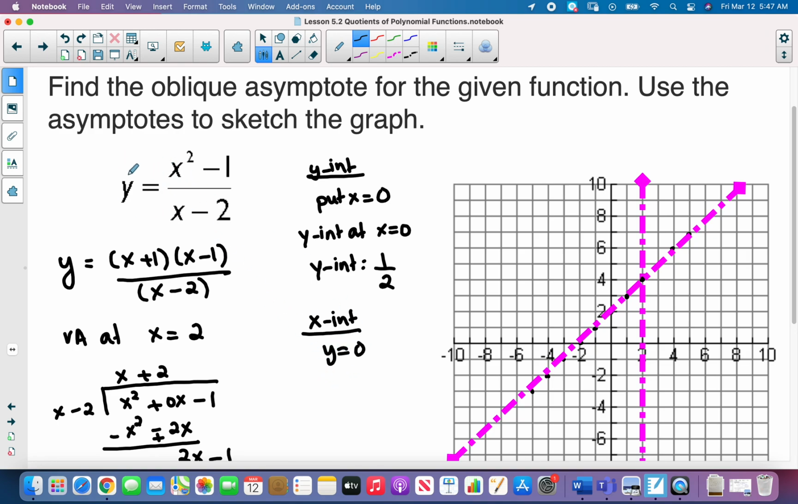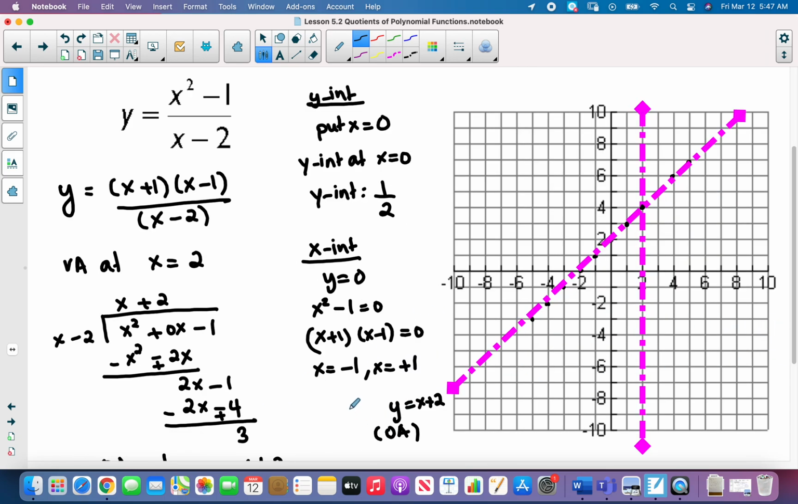If you do that, when you put 0 here, this becomes x squared minus 1 equals 0, and x plus 1 times x minus 1 equals 0. So x could be minus 1 or x could be plus 1. At both of those points, you have the x-intercepts. So the x-intercepts would be at negative 1, 0, and positive 1, 0. And a y-intercept at half, so 0 and 0.5 right here.